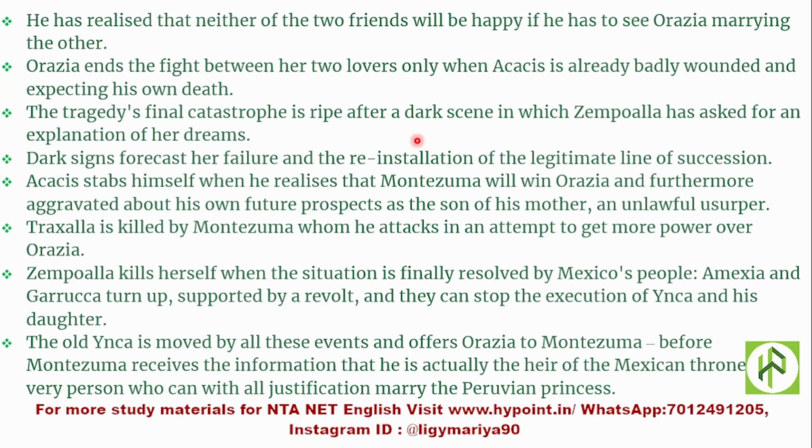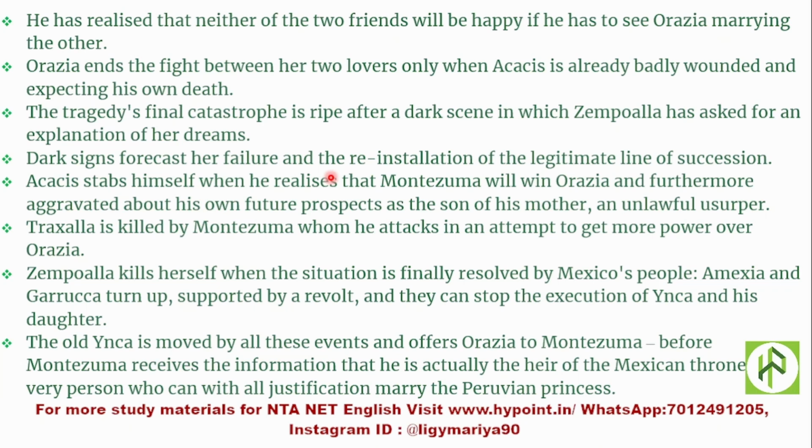The tragedy's final catastrophe is ripe after a dark scene in which Sempola has asked for an explanation for her dreams. So Sempola sees some dreams and she wanted to have some explanation of them. The final catastrophe begins there. Dark signs forecast her failure and the reinstallation of the legitimate line of succession. So she is an usurper. She saw a dream and she got an explanation like this. It's a forecast of her failure, a prophecy about her own failure that will happen in the near future, and the reinstallation of the legitimate line of succession.